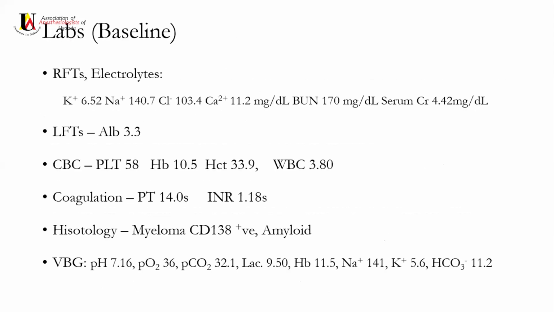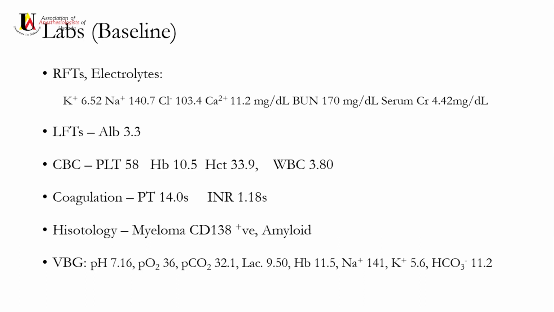The lab workup that he came with from the referring unit: the RFTs and electrolytes showed hyperkalemia of 5.2 millimoles per liter. The sodium was within the normal range, 140.7 millimoles per liter. Chloride was normal, 103.4. The calcium was mildly elevated at 11.2 milligrams per deciliter, but he had a significantly raised blood urea nitrogen at 170 milligrams per deciliter. The normal range you would expect is as high as 1.8. The serum creatinine was 4.42 milligrams per deciliter.